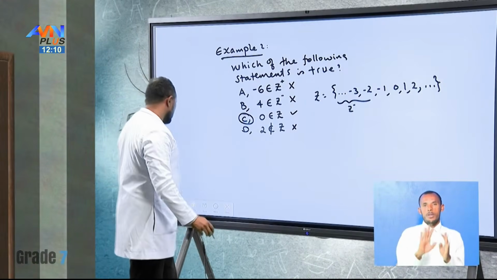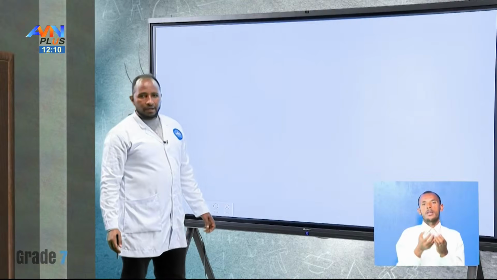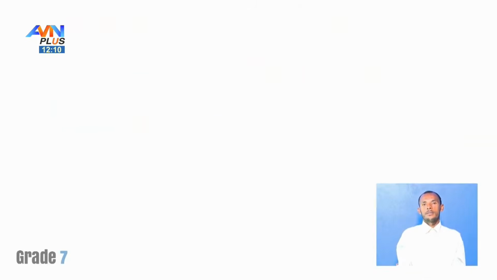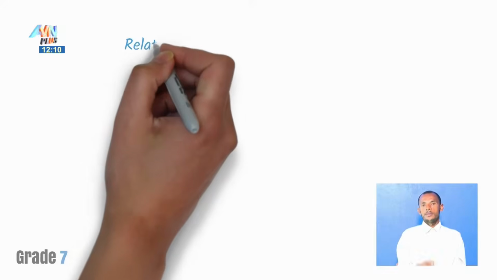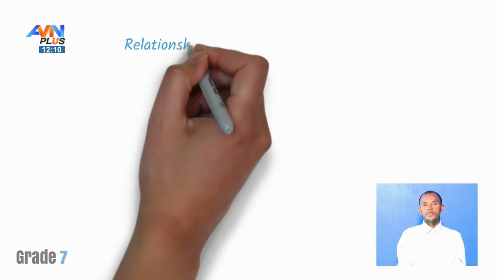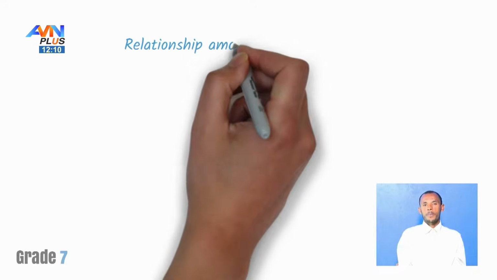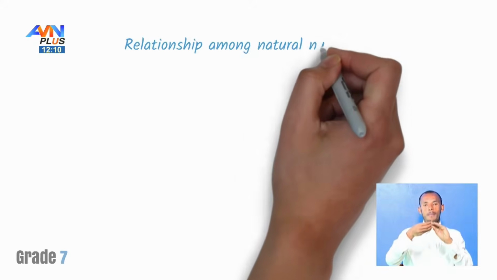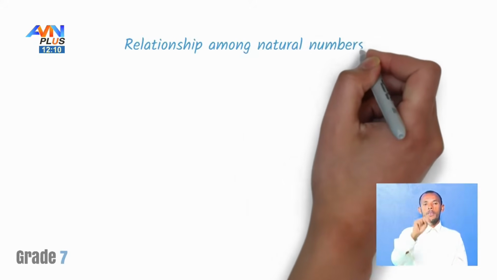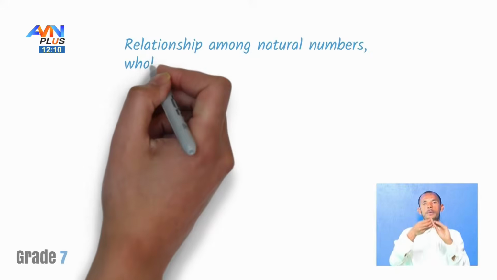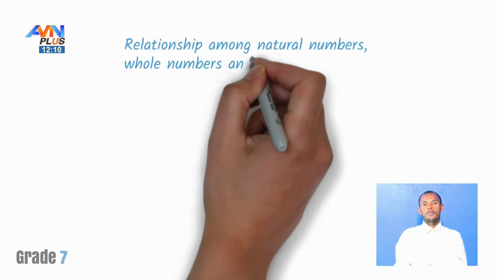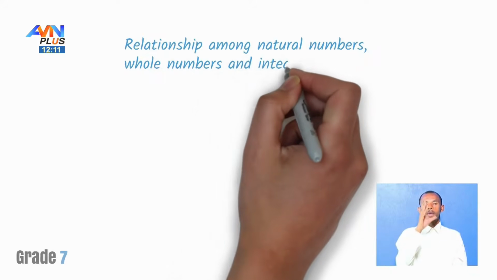Now, let's proceed to the next part. The relationship among natural numbers, whole numbers, and integers.